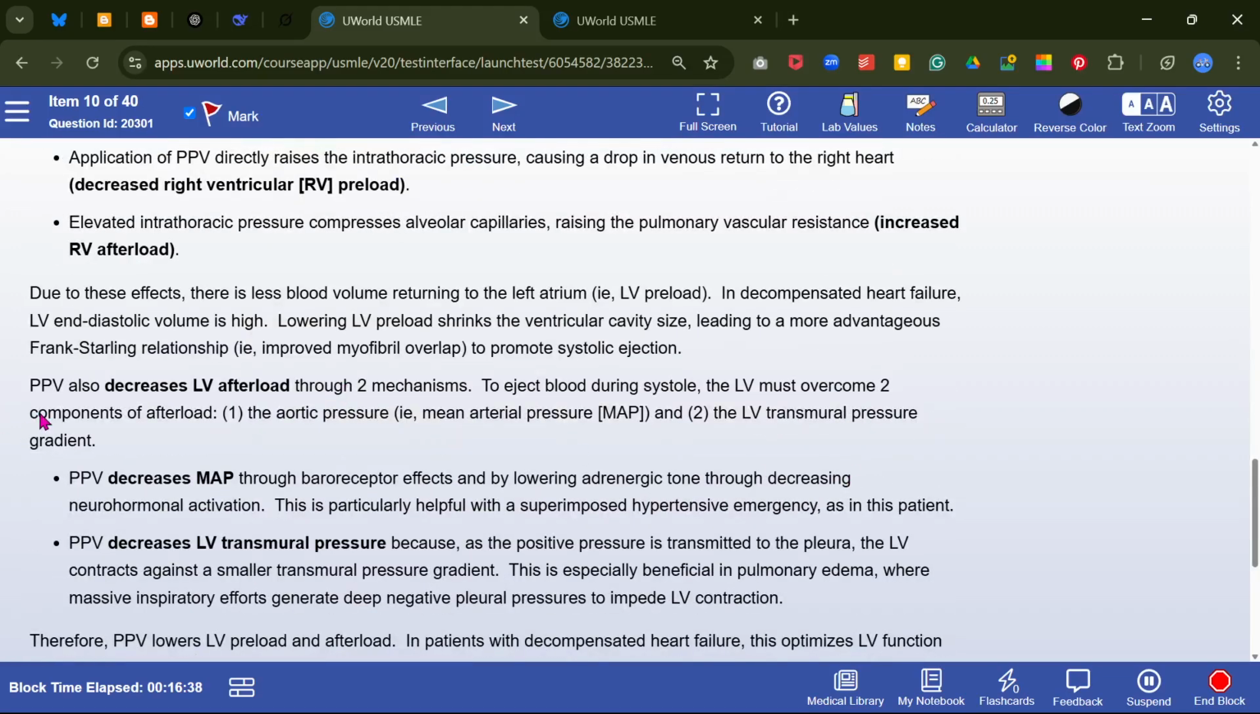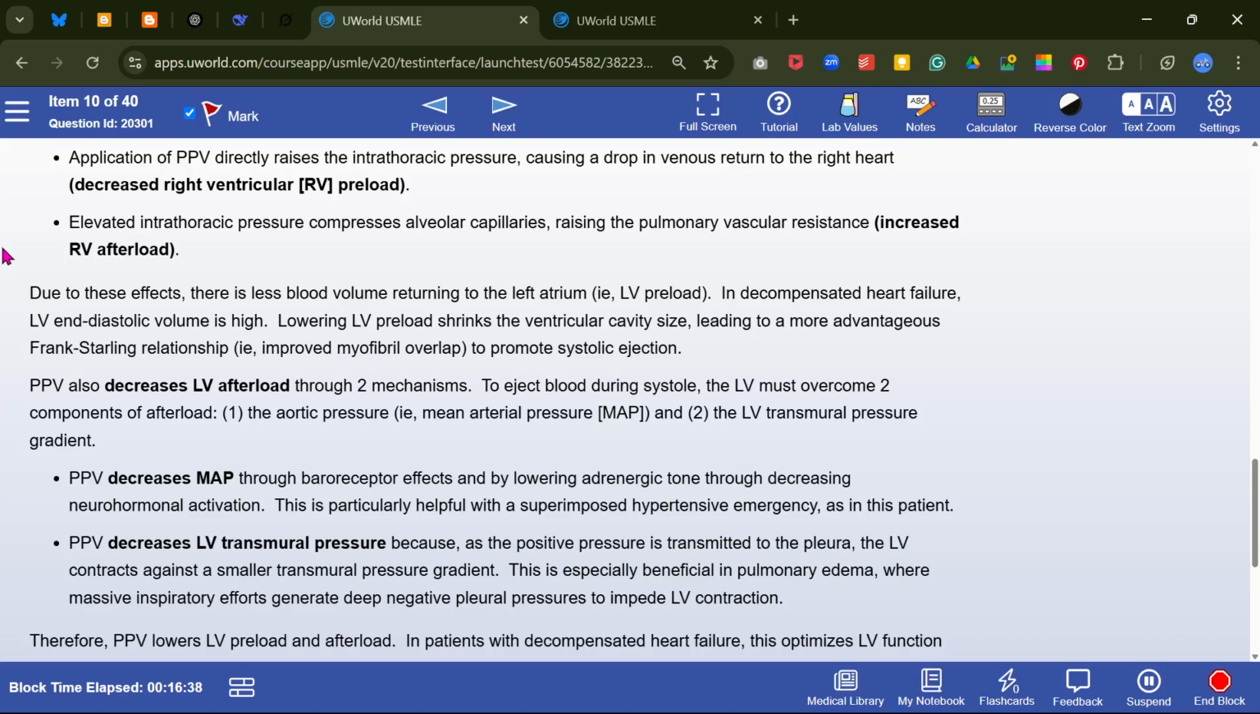So what is happening? Due to these effects, there is less blood volume returning to the left atrium. Left ventricular preload is low in decompensated heart failure, and left ventricular end diastolic volume is high. Lowering left ventricular preload shrinks the ventricular cavity size, leading to a more favorable Frank-Starling relationship, improved myofibril overlap to promote systolic ejection.